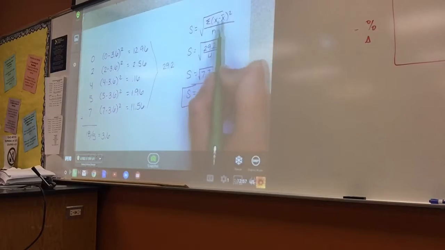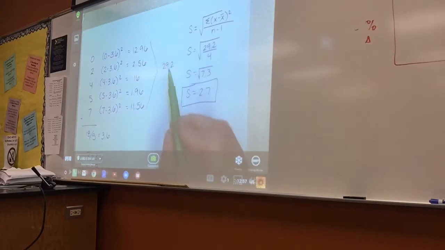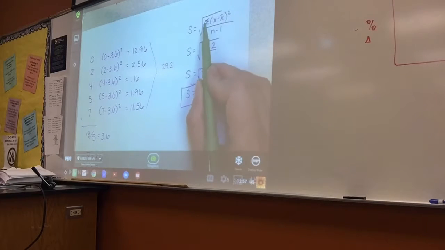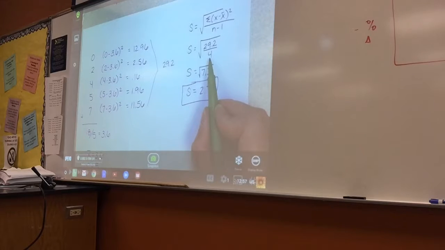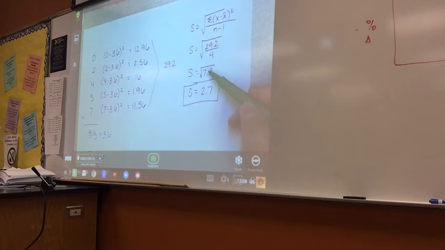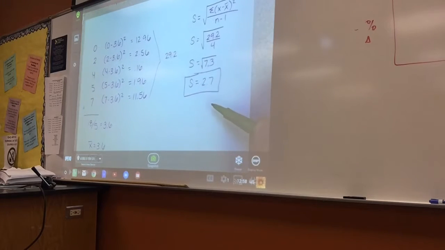So that's this part here, but then the summation is taking each one of those and adding them together. So you add all these together, and I got 29.2. So that is the top number in my equation. So 29.2 is my top number. And then it's over n minus 1, n is 5, so 5 minus 1 gives me 4. And I take the square root of that whole thing. So 29.2 divided by 4 is 7.3. So I take the square root of 7.3, and I end up with a standard deviation of 2.7.